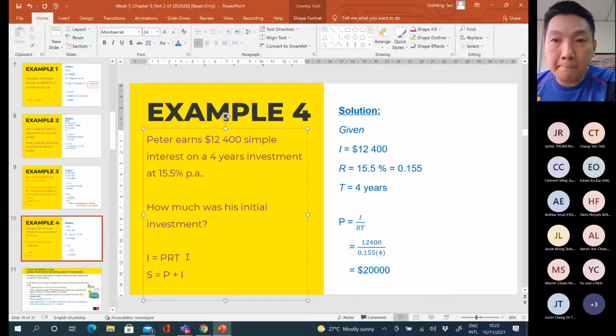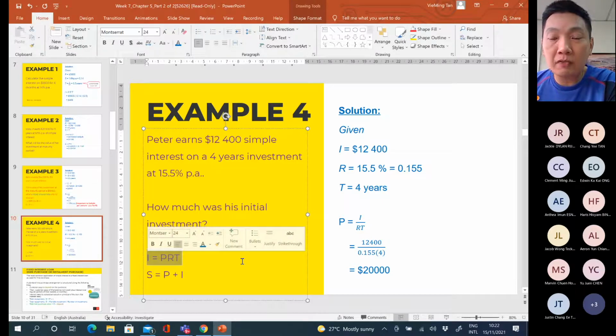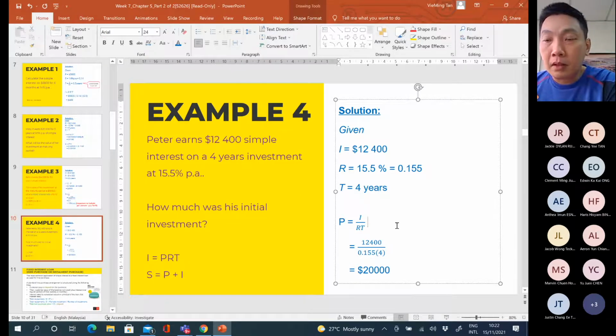So how about the first formula? For the first formula, I is given, R is also given, and T is also given. So it's better to use the first formula to solve example 4. Now we have to transpose the formula so that P will be the subject. That means you move R and T to the left hand side and they become divide. I is 12,400, so substitute here as the numerator. Then R is 0.155, put here. T is 4 years, put here. Simplify, it is equal to 20,000.